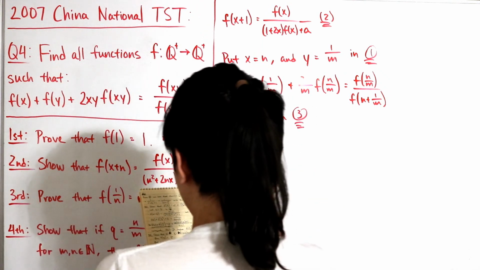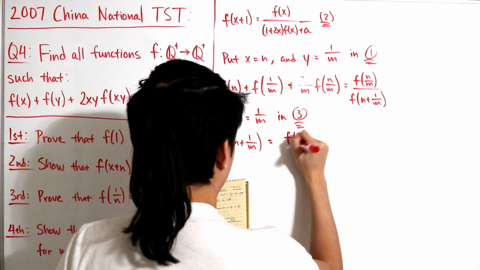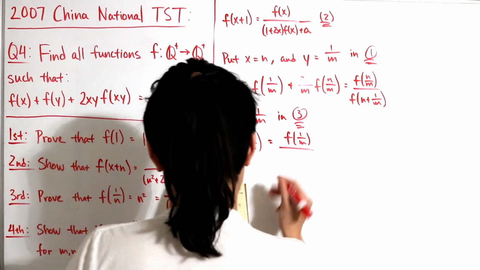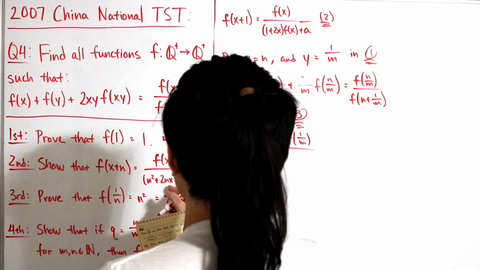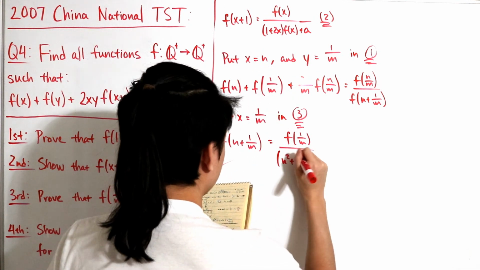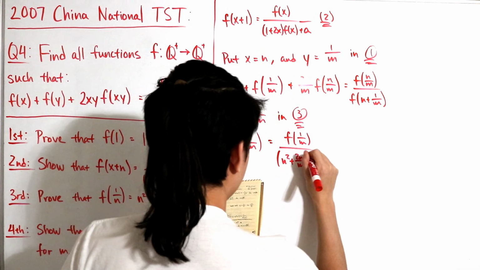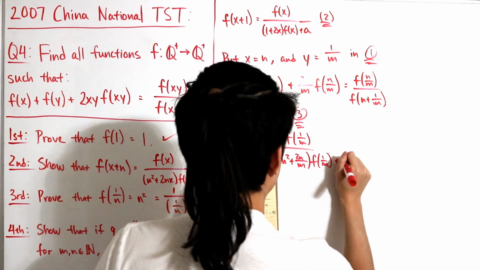So we have n plus 1 over m. So simply this will just be f of 1 divided by m. Then we can just divide this by, okay, so this will be 2n divided by m over here. So n squared plus 2n divided by m, then times f of 1 over m. Then add this with 1.